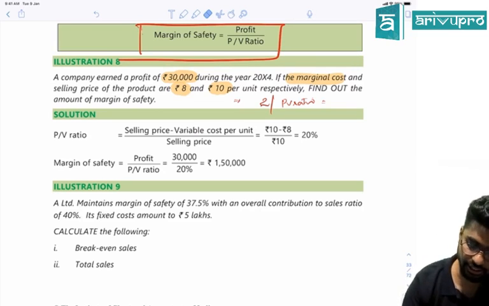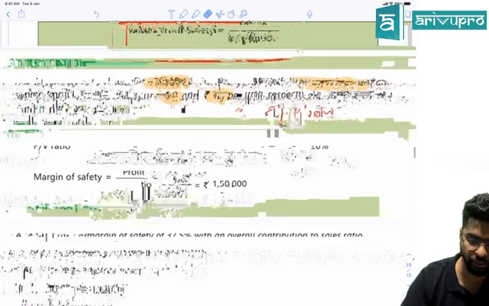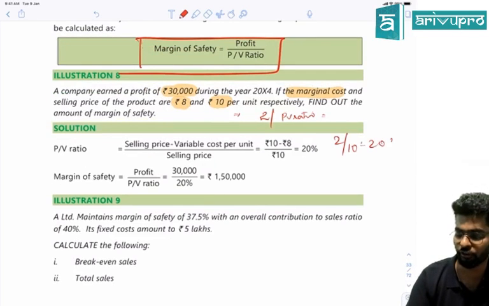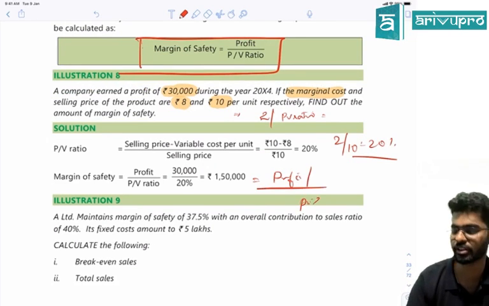Okay, guys. In this question, what is my PV ratio? 2 divided by 10, 20%. I told you the margin of safety formula is what? Profit divided by my PV ratio. So that comes to 1,50,000. Is everyone clear?